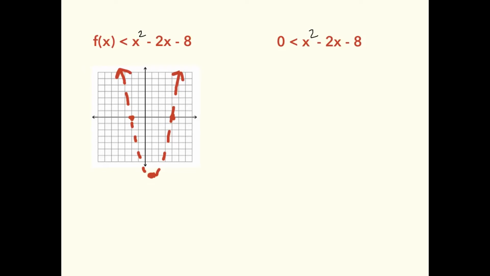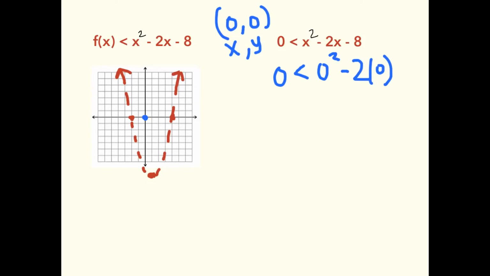Now the next thing we want to know is where do we shade? We're using a test point, the origin. So here's the origin, and we're going to plug in 0 for x and 0 for y. So we've got 0 is less than 0 squared minus 2 times 0 minus 8. We plugged 0 in for every x here.